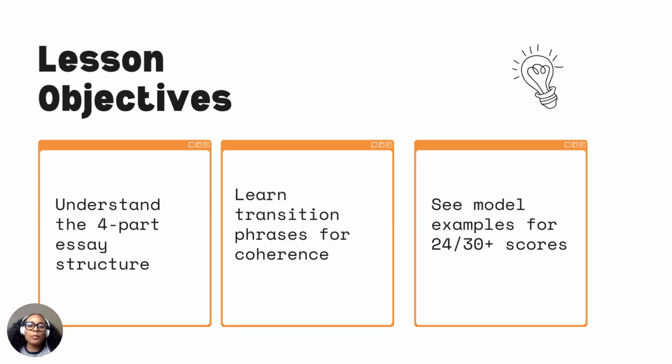Some things that we will go over today, or just our goals for today. We want to be able to understand the four-part essay structure. We want to learn transition phrases that we could use for coherence and clarity. And we want to be able to visualize some model examples for 24/30 plus scores.